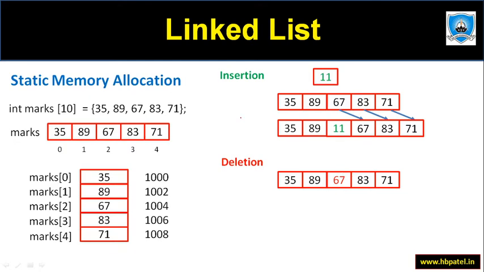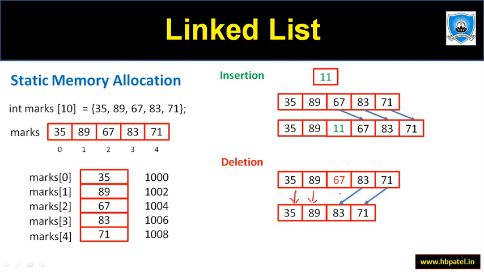So deletion is basically overwriting in computing. If I wish to delete 67, I'll overwrite 67 by 83 and overwrite 83 by 71, and the other two elements will remain as they are. So this is how 67 is deleted. And again, you can see the overwriting is nothing but a shifting operation.